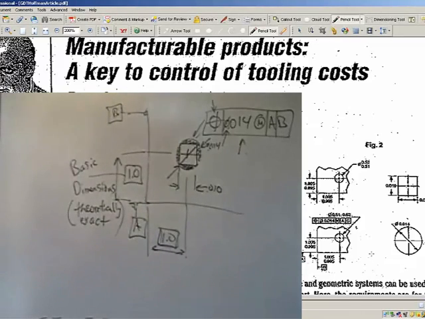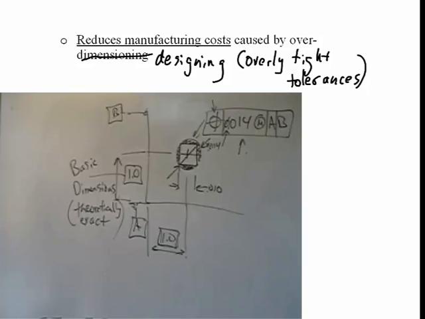All right, so that is kind of the position tolerance part of it. We'll come back next time and we'll deal more with rule number 2.